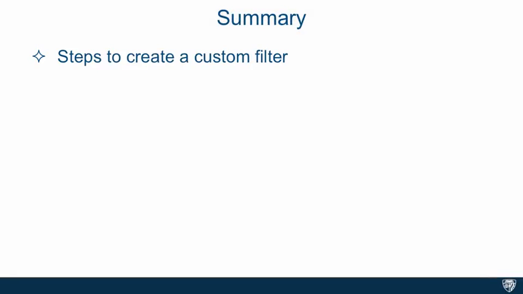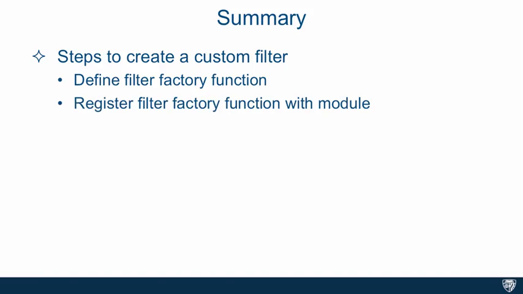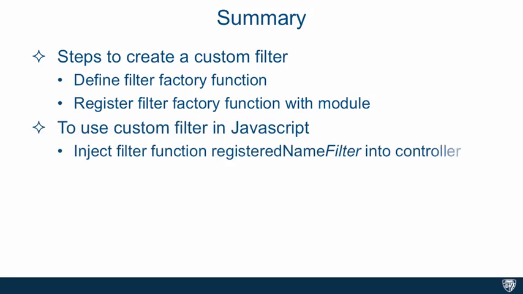So let's summarize. We went over the steps to create a custom filter. The first thing you need to do is to define the filter factory function. That's the thing that is going to create the function that is actually the filter. Then we take that filter factory function and we register it with our module. Now, to use our custom filter in JavaScript, we simply need to inject the filter function's registered name with the word filter attached to the back of it into our controller or some other construct that we're trying to use it in inside of our JavaScript.